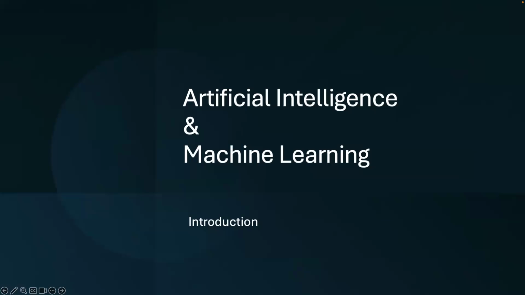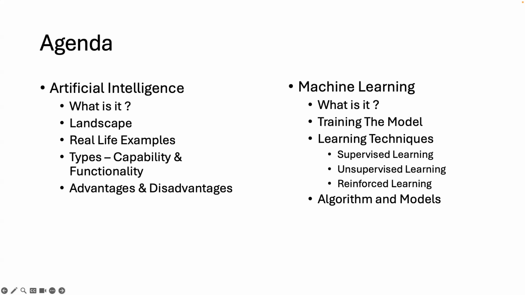This video would be a short introduction to artificial intelligence and machine learning. Let us look into the agenda. We are going to look into what AI is, what this landscape is, some examples, how you differentiate the different types of AI, and then we will look into some advantages and disadvantages. When it comes to machine learning, again, we'll see what it is, how we train a model, what the learning techniques employed there are, and the relationships between algorithms and models.